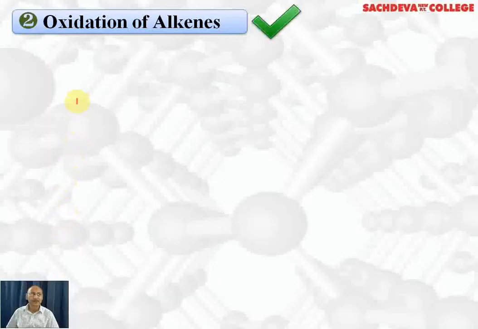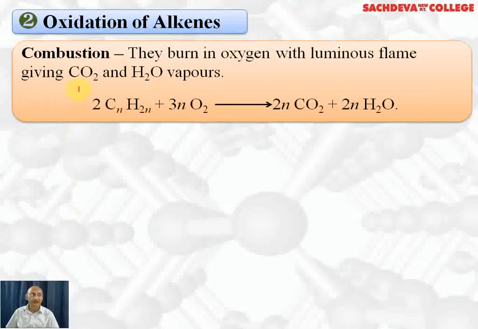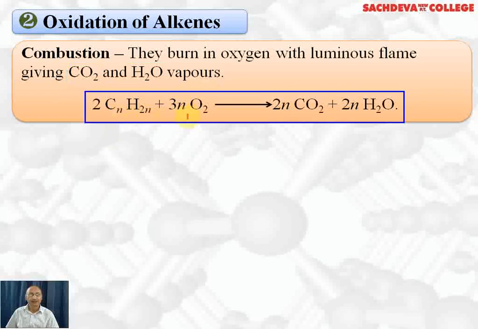Let's take up oxidation of alkenes. First we are taking combustion. Alkenes burn in presence of oxygen with luminous flame giving carbon dioxide and water vapors. The general formula of alkene is CnH2n plus oxygen will give you CO2 plus water.